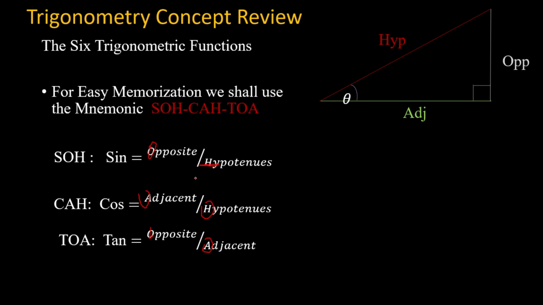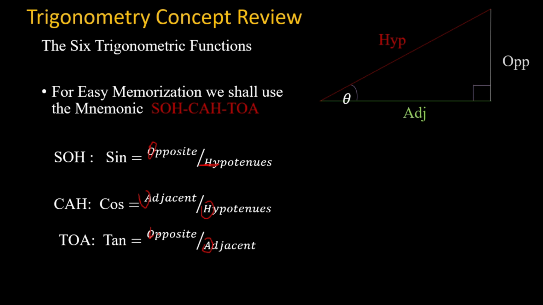Example, when I pick opposite divided by hypotenuse, you realize that we got sine. When we pick the adjacent and divide by the hypotenuse, we got cos. When we pick the opposite divided by the adjacent, we get tan. Find out the rest. Go back to the video and just review it by yourself.